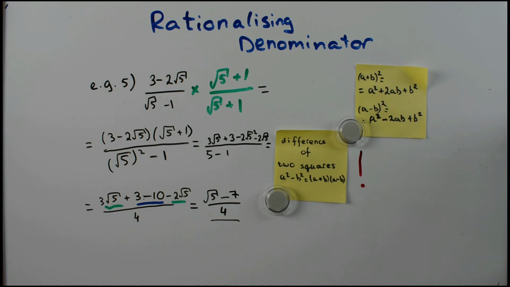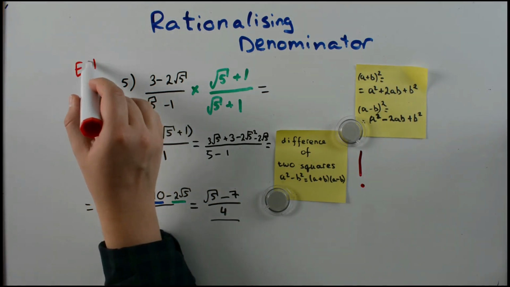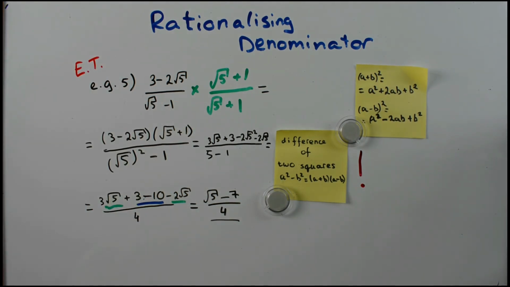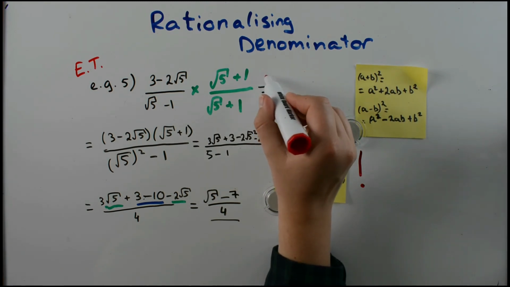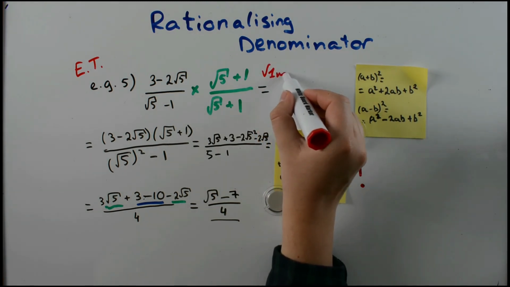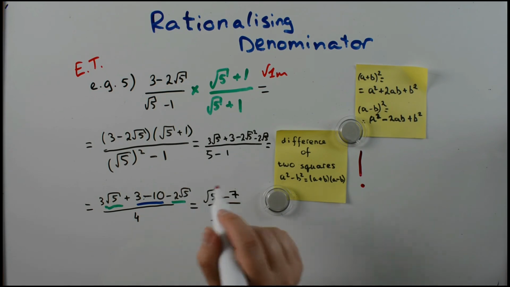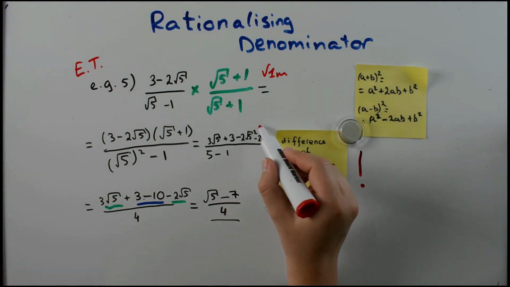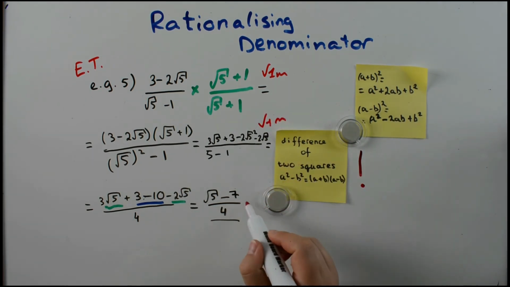For the exam techniques, you will first get a mark for identifying what you need to times the fraction by correctly, and then you will get 1 mark for expanding the brackets in the numerator, and a final mark for the correct answer.